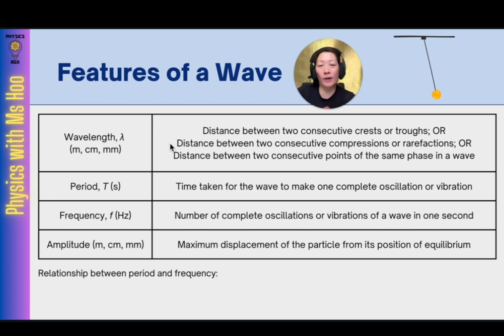The definition of a wavelength can be stated as the distance between two consecutive crests or troughs, or the distance between two consecutive compressions or rarefactions, or you can say the distance between two consecutive points of the same phase in a wave. Now, in case you're wondering what all of this means, we'll take a closer look at how this applies in the transverse and longitudinal waves in the next few slides. For now, you can think of wavelength as being something like the length of one wave. By the way, yes, wavelength is a proper term. It's not two words smushed together to become one random word.